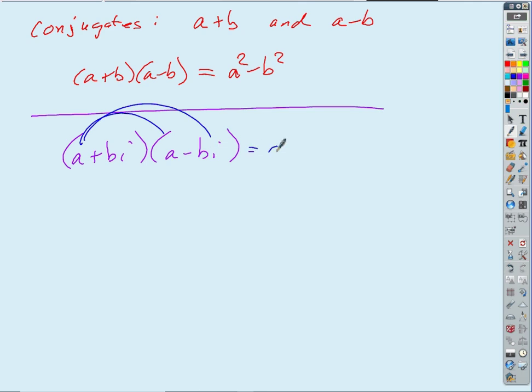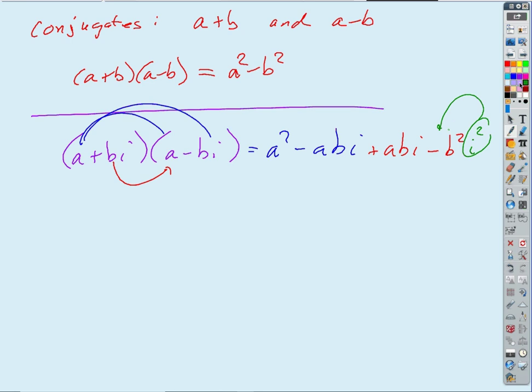So I get a squared, right, minus abi, right? Okay? If I distribute the bi, I'm going to get plus b times i times a, which is the same thing as a times b times i, abi, right? And then finally, I get positive bi times negative bi is going to be negative b squared times i squared, right? But all the i squared does is just change that to a positive, right?